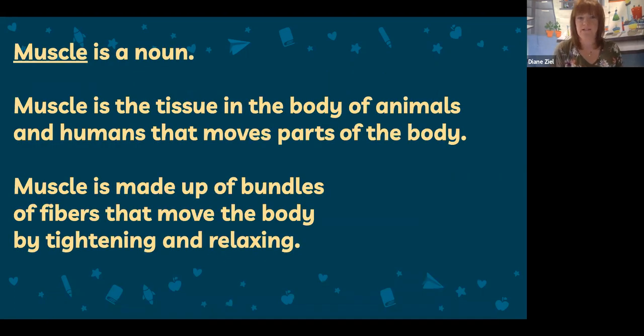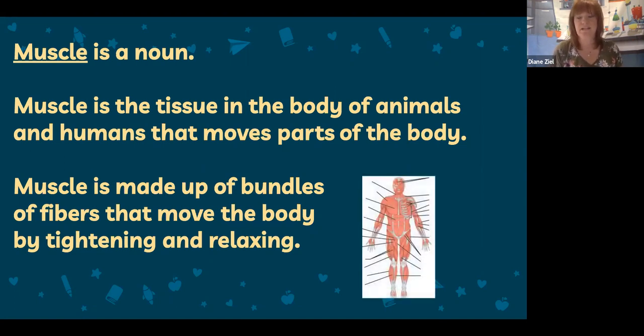Our first word is muscle, and a muscle is a noun. It is the tissue in the body of animals and humans that moves parts of the body. The muscle is made up of bundles of fibers that move the body by tightening and relaxing. Here's an example or a diagram of all the muscles in the body. Without our muscles, we would not be able to move our arms, our legs, or any other part of our body.